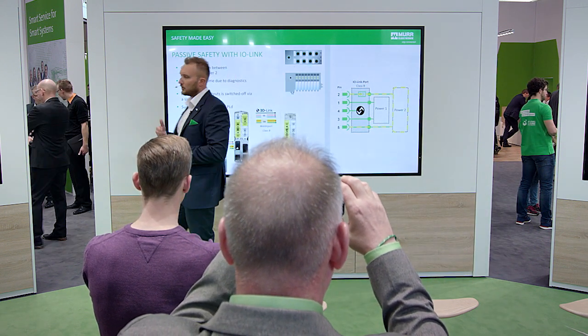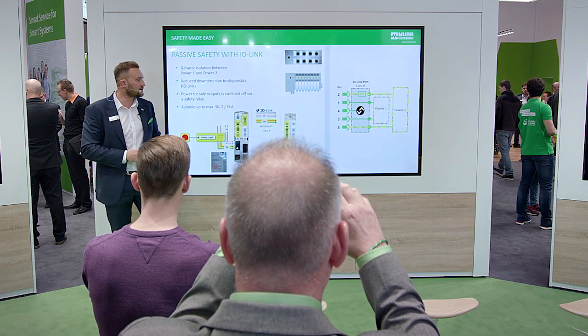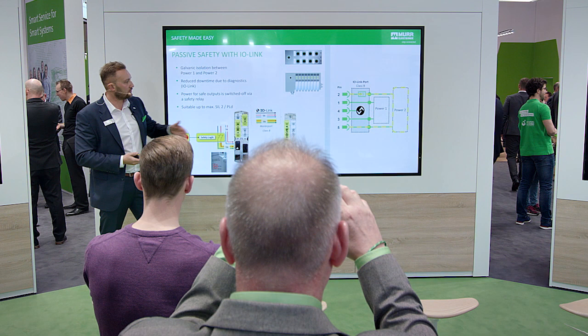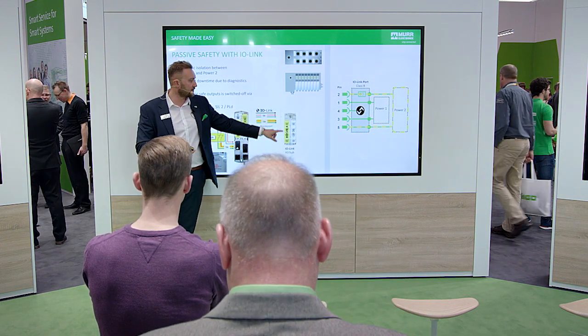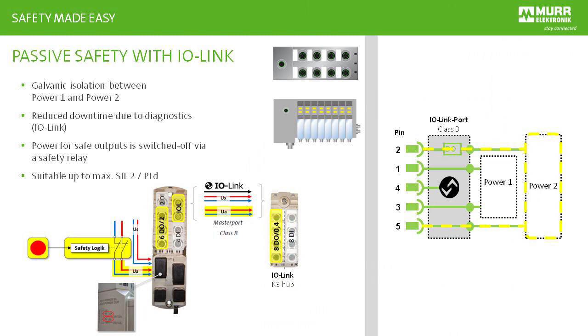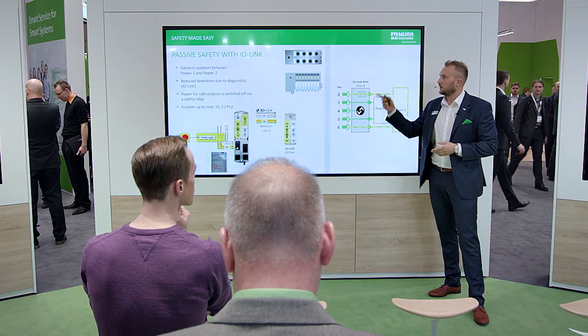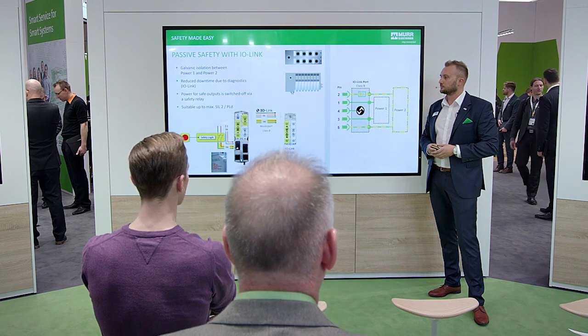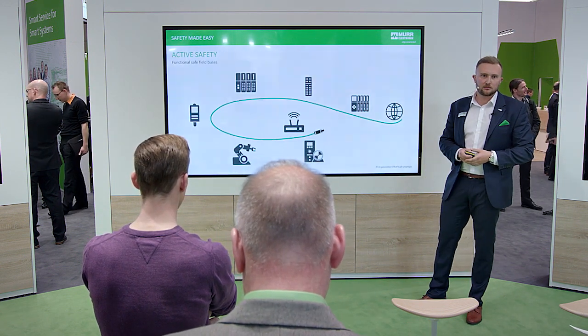If you bring this power over, for example, a safety relay, you can switch it off in a safe manner in an IO-Link hub, which has a galvanic separation and a group of safety outputs. Or you could use, for example, a safety valve and switch off power for the valves in a safe manner with this idea. One step further, active safety solution.